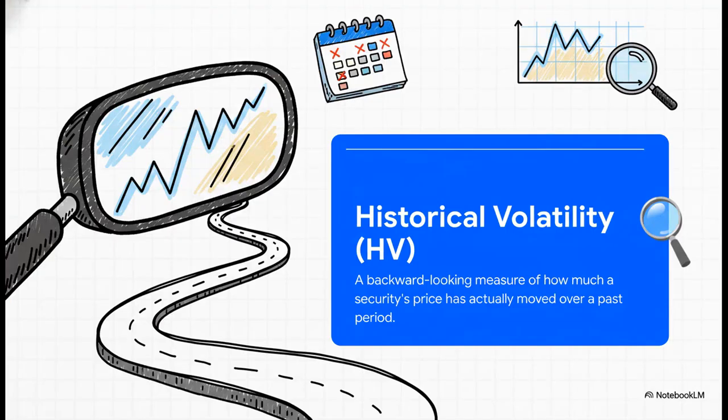Okay, first up, you've got historical volatility, or HV for short. The best way to think about this? It's your car's rearview mirror. It is a factual measurement of how much a stock's price has bounced around, telling you exactly how bumpy the road has been.